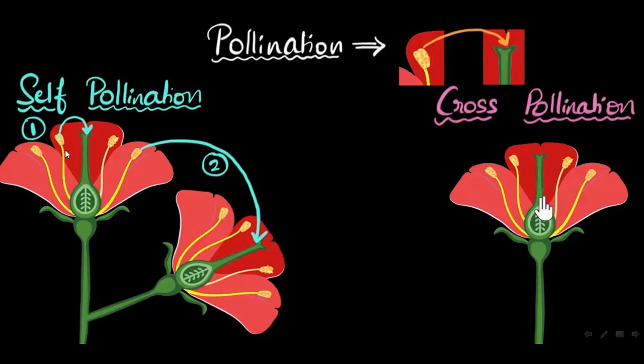How many types of pollination? Self-pollination and cross-pollination. Remember, self-pollination takes place in the same flower, and cross-pollination takes place from one flower to another flower, but of the same type of plant.